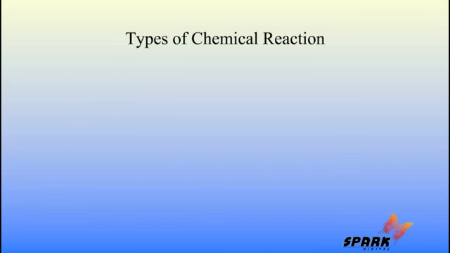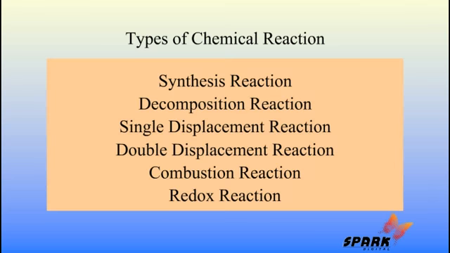Chemical reactions can be divided into various classes. This classification is based on the specific characteristics and the nature of the reactions. It is divided into 6 major types: synthesis reaction, decomposition reaction, single displacement reaction, double displacement reaction, combustion reaction, and redox reaction.